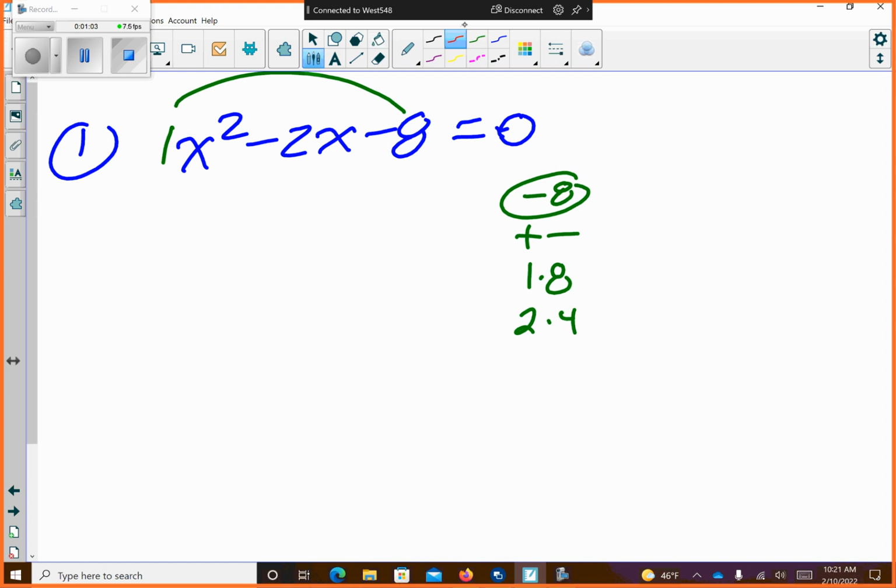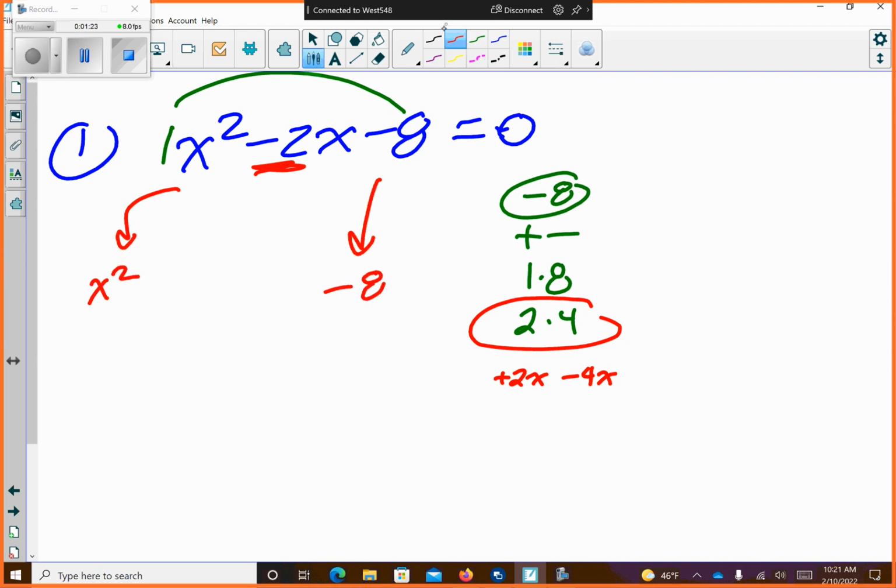Which of those, one being positive, one being negative, would add up to this negative 2? 2 and 4. Which one has to be negative? Good. So plus 2x minus 4x would give me that negative 2x. Agree? So then I'm going to bring this down. I have x squared, and I have minus 8. And inside that gap, I'm going to put plus 2x and minus 4x. And I could have flip-flopped it just as long as I keep the signs correct.